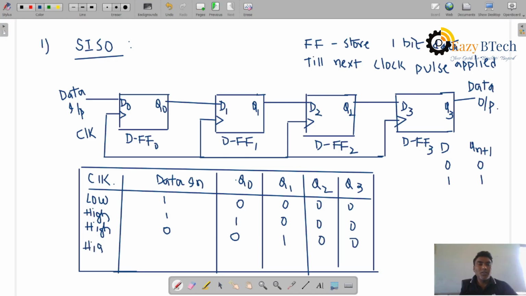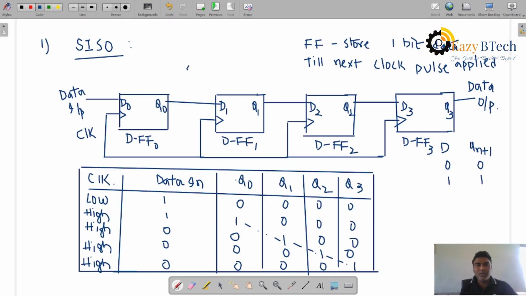Now, the next clock pulse is high, data is equal to 0, it will be shifted over here and the 1 will be shifted this side. Okay, you can see this one. The data will be shifted right, 0. And the last one, high clock pulse, data is 0, 0 over here, 0 over here, 0 over here. Again, this data will be shifting right. So it is a shift right data.